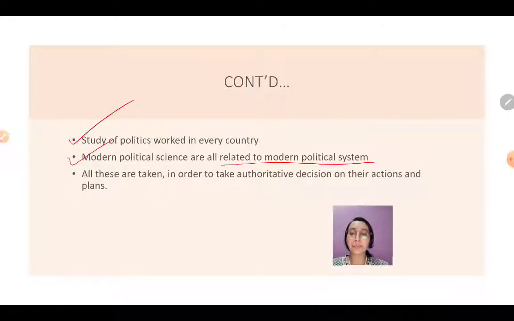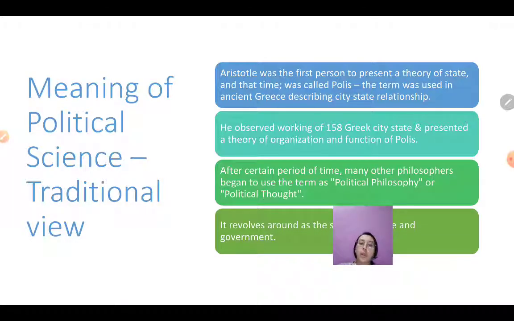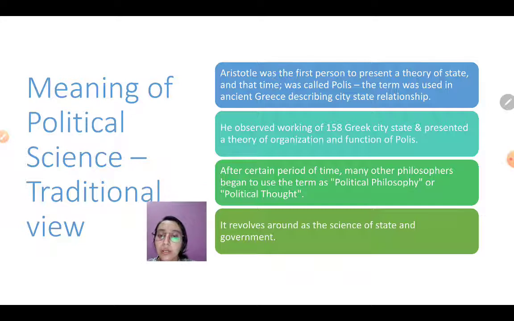It's very simple. All of this is taken in order to make authoritative decisions, and for their actions and plans. So every country in the world has taken this type of approach in their authoritative decision making as well as their actions and plans. Now, just recapitulating the meaning of political science in the traditional view.